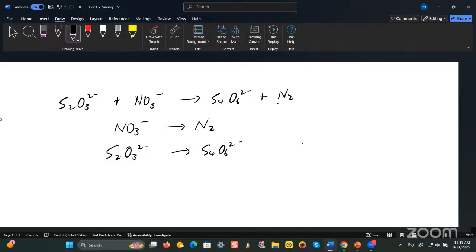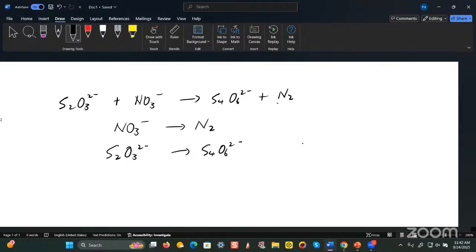So now that we have separated it into two half equations, what would be the next step? Again, based on what we just did in the previous example. The next step would be... Is it to balance the charges? Nope. Balance all atoms other than oxygen and hydrogen. Balance all atoms excepting oxygen and hydrogen.